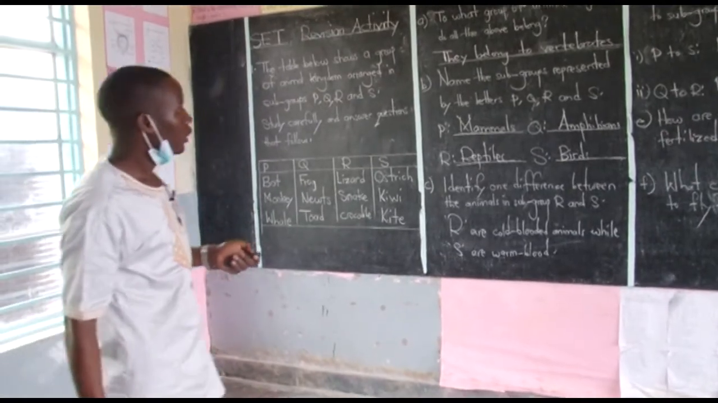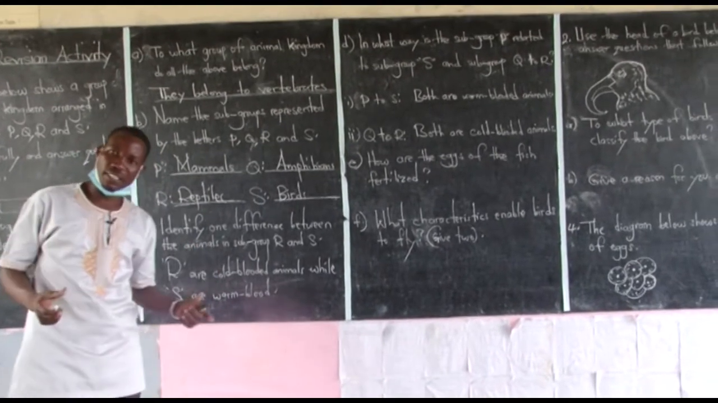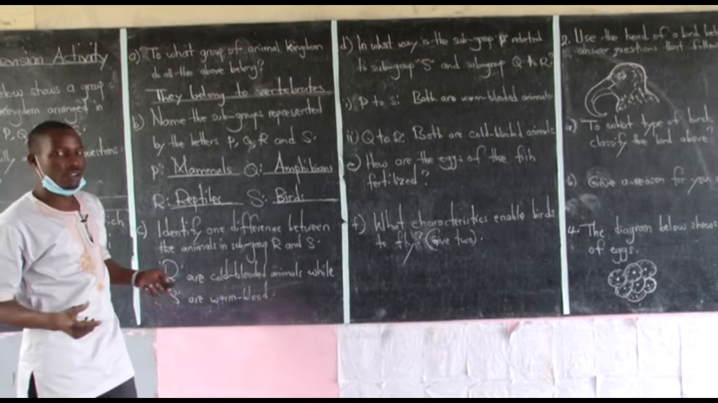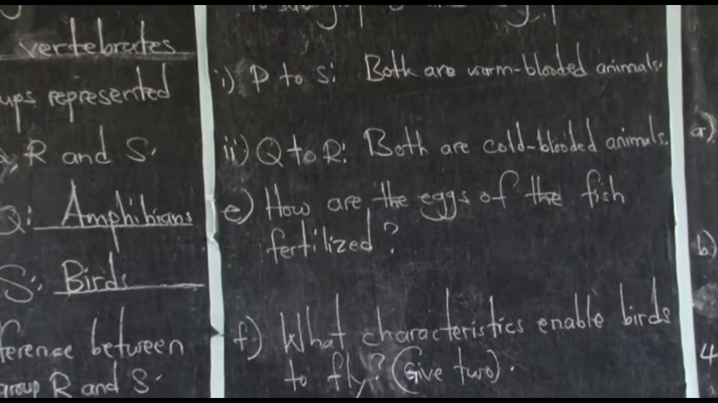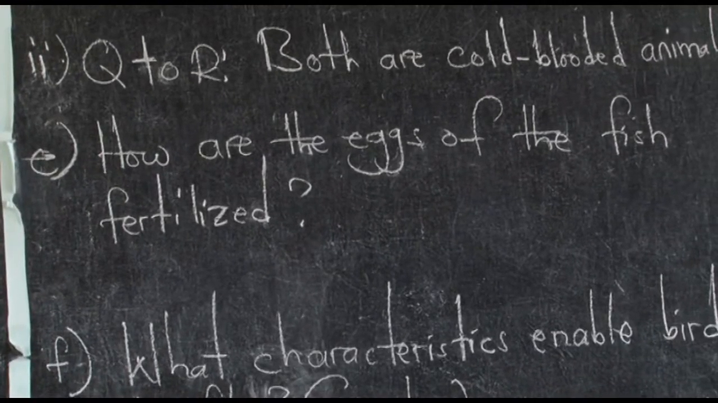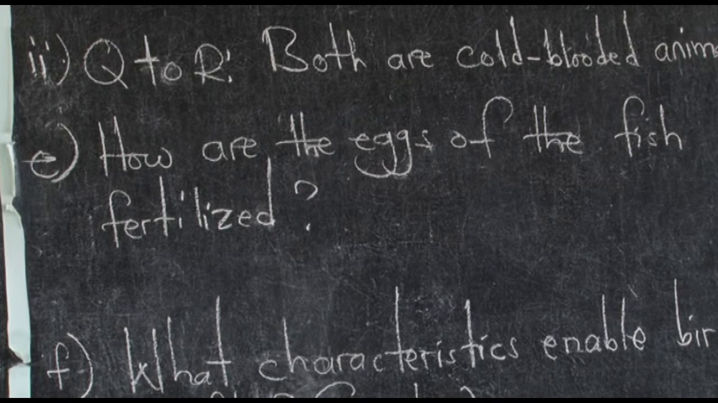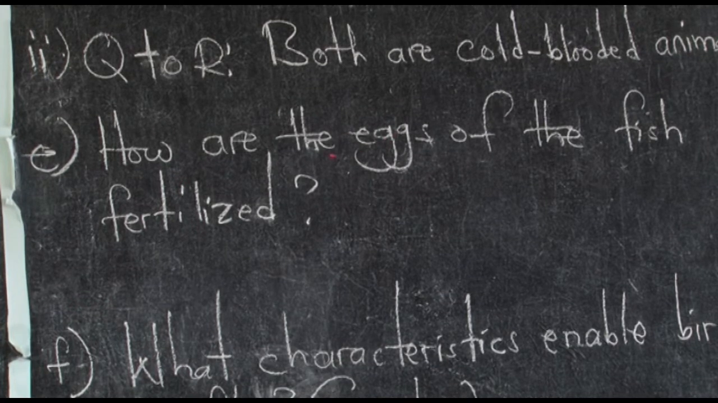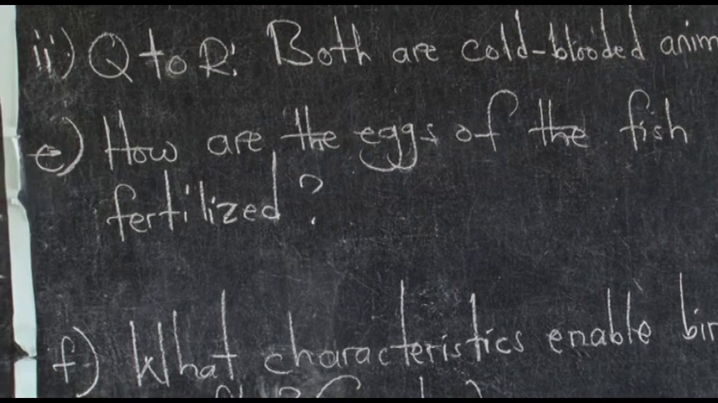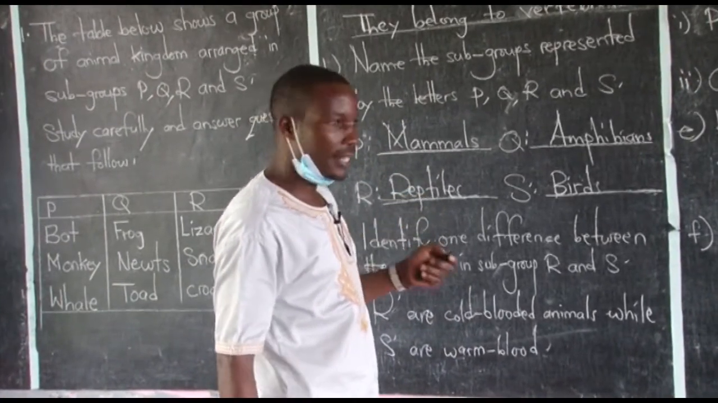We are asked here, how are the eggs of the fish fertilized? Yes, remember, last time we looked at types of fertilization. We found that some animals undergo internal fertilization and others undergo external fertilization. So we say that fish and amphibians undergo external fertilization, whereas the reptiles, the mammals, the birds undergo internal fertilization. So for this question, we're asked to explain how the eggs of the fish are fertilized. Since fish undergo external fertilization, we can say that the eggs of the fish are fertilized externally.